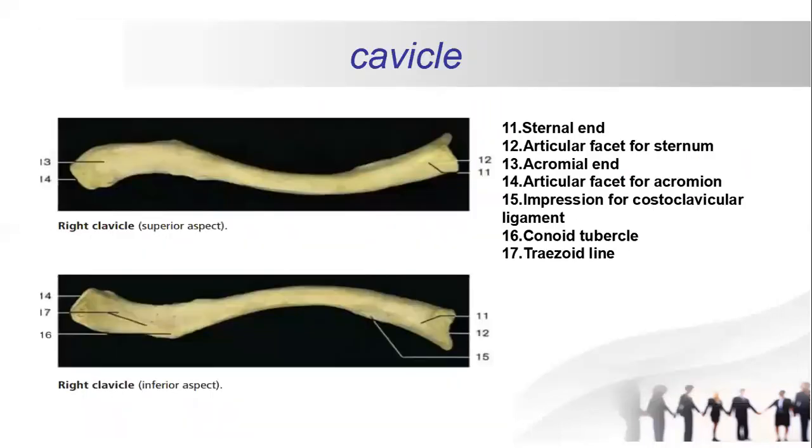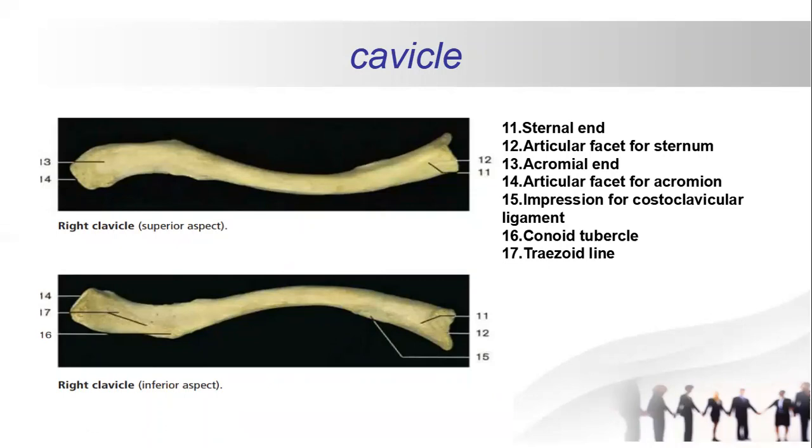These are the images of the clavicle. This is the superior aspect of the clavicle, and this other one is the inferior aspect. Just as with the scapula, the clavicle also has some landmarks and anatomical areas. Beginning from number 11, we have the sternal end, which is the area next to the sternum. We have number 12, the articular facet for the sternum, which articulates with the manubrium of the sternum to form the sternoclavicular joint.